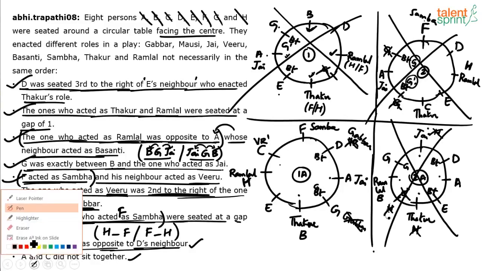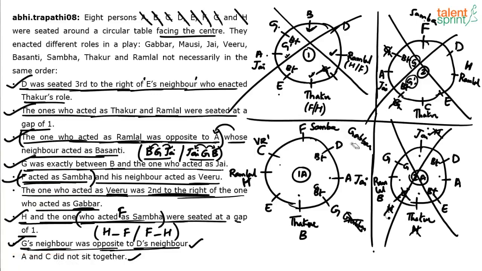Done. So let me just clear the unwanted stuff so that it makes clear. This is Gabbar, Gabbar cannot come here anyway, and this VR is Viru. Fix it. Right, and now I know that since D is Gabbar, G has to be Basanti. Why? Because Basanti is a neighbor of A. So this neighbor is Gabbar, this neighbor has to be Basanti. So this also is done now. Then all the roles are also done, right? Only Mausi is left out and E has to play the role of Mausi.